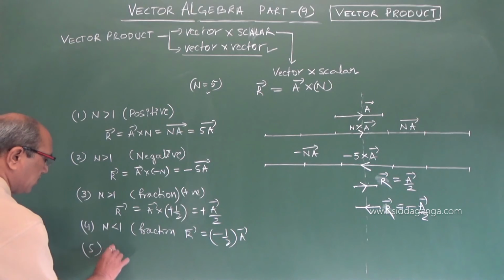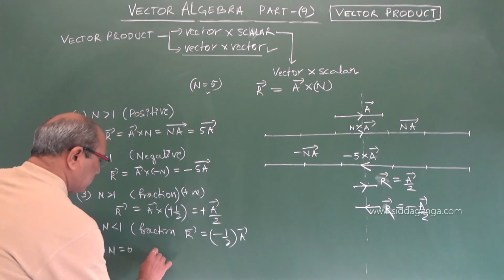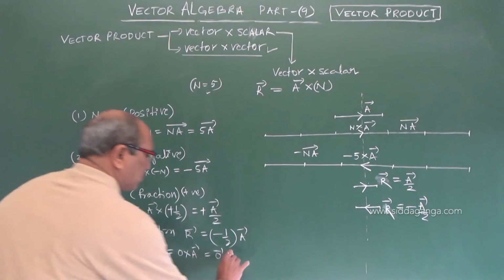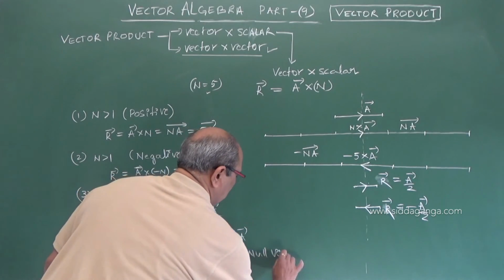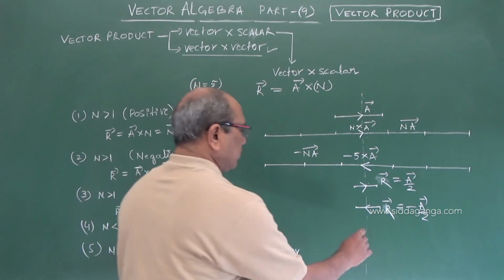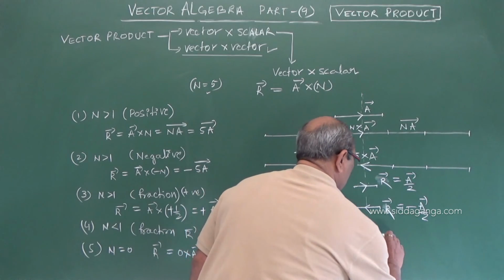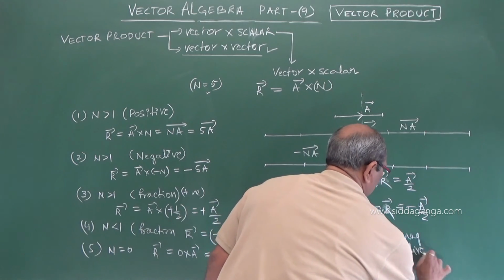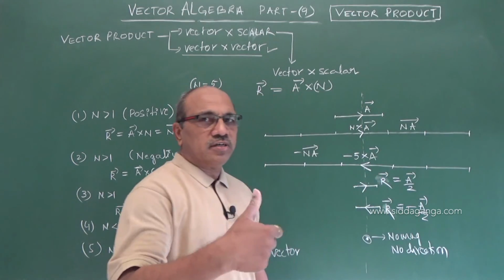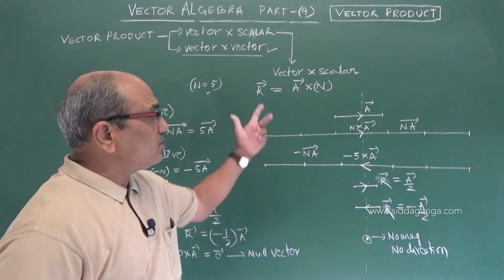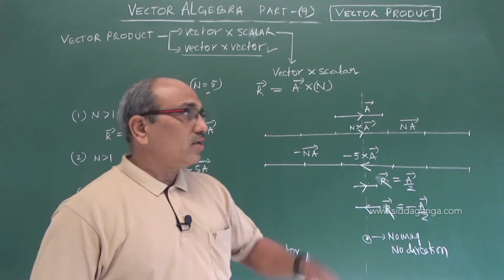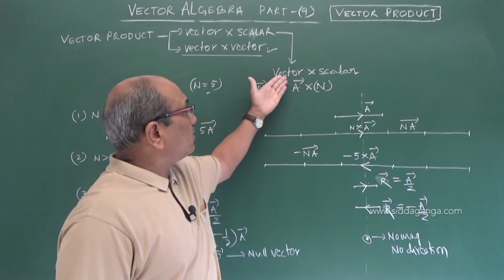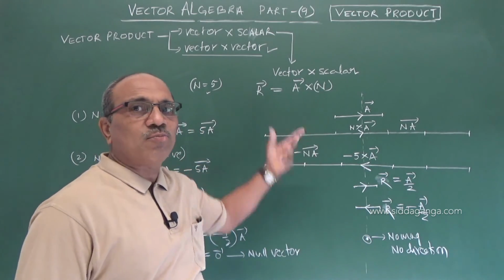Now the fifth one, if n is 0. So the resultant, if you see, 0 multiplied by a becomes 0. That means a null vector. Null vector means almost 0, no magnitude, no direction. That is the significant role of the scalar. How can it change the nature of the vector in the product? A scalar can change the vector's magnitude or direction or both of them.